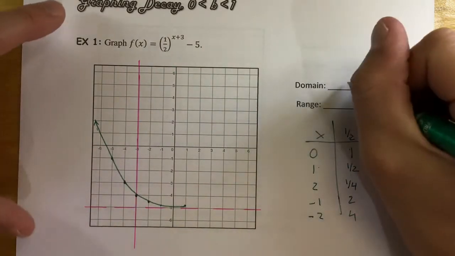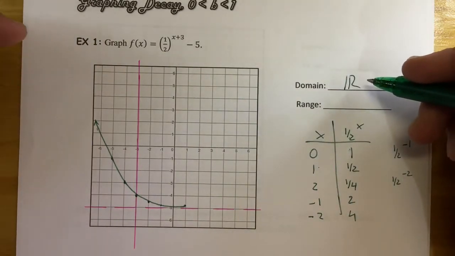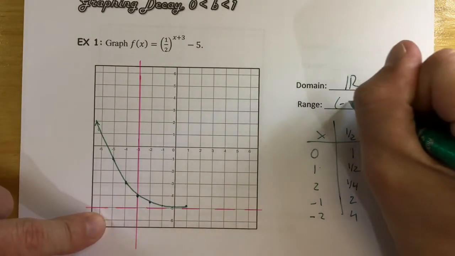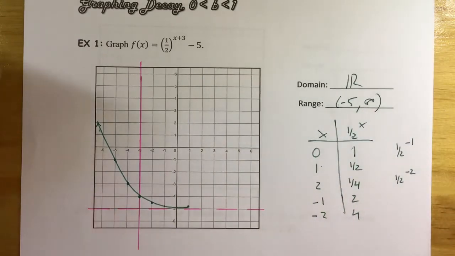Domain. At this point, it should be getting a little bit boring answering the domain part of this. It's all real numbers. Your range, we are bounded at -5, open parentheses, and we're going to go up to infinity.